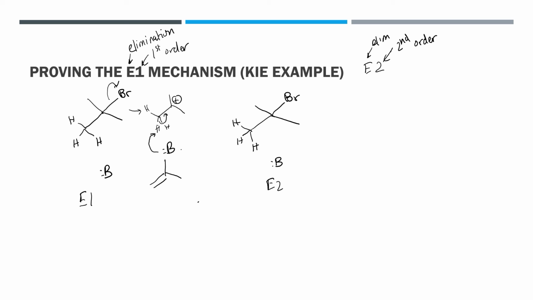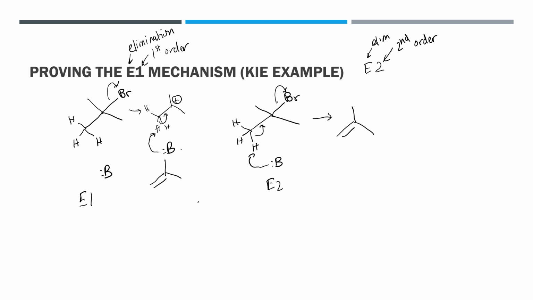Now let's look at the E2 mechanism. In the E2 mechanism, we have all of this happening in the same step. The bromine is going to leave and the hydrogen is abstracted, all in the same step. So we have our base that deprotonates this hydrogen, and then we eliminate, and then the bromine leaves. And as we can see, this forms the exact same product, right?